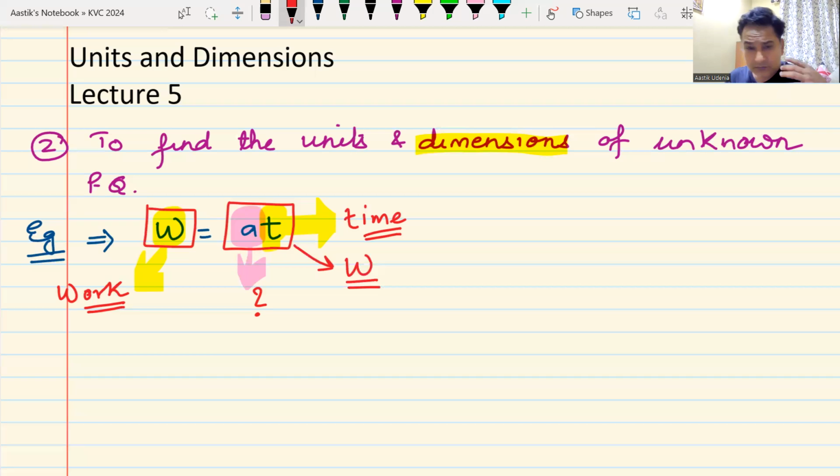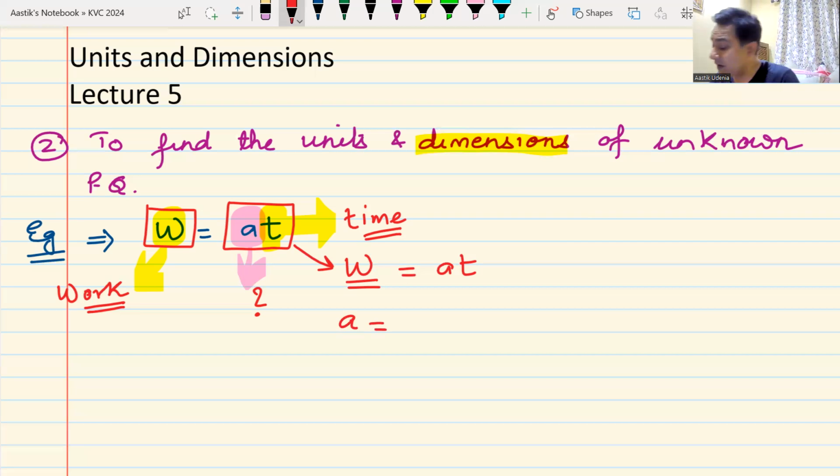So the unit of A into T, remember I am not talking about the value of A into T. Here the value of A into T is also equal to work done, but in the next question, it might not be so. I'm only talking about the dimension of A into T. Remember, the name of the chapter is units and dimensions. The dimension of A into T would be the same as the dimension of work. So from here, I can simply write the dimension of A.